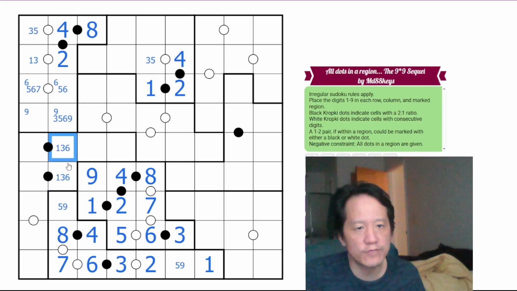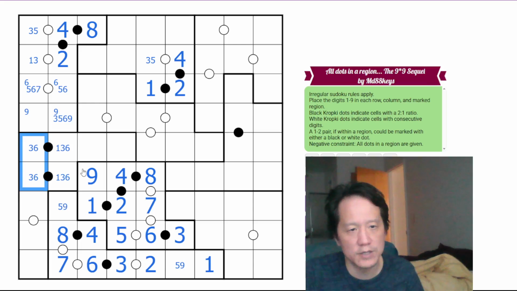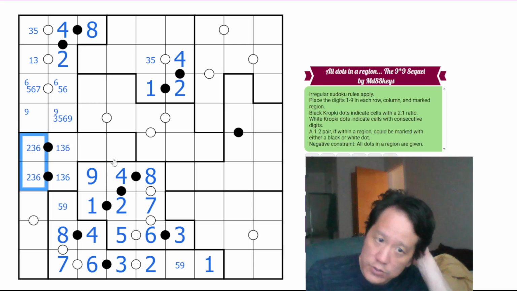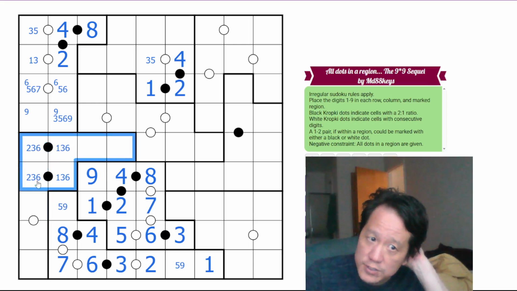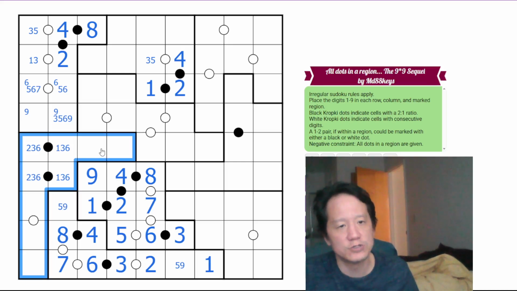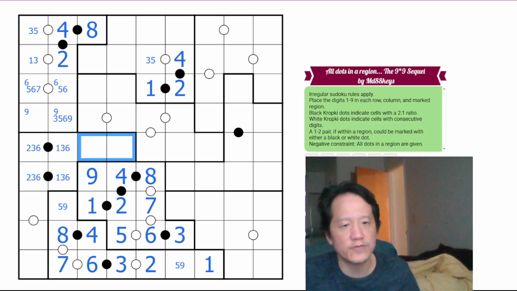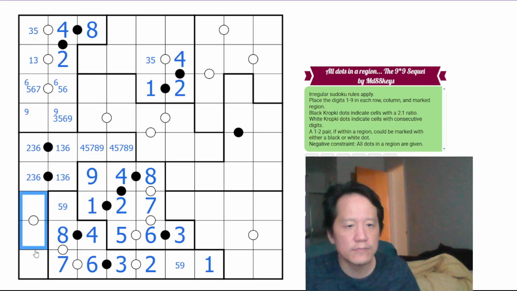We have 1 of 3 or 6 here. That means the other 3 or 6 is here, and the 1 has to be in a 1 to 2 ratio with 2. So now we have a 1, 2, 3, 6 quadruplet in this region, which eliminates 1, 2, 3, and 6 in the rest of the region. That leaves 4, 5, 7, 8, 9 in the rest of the region.